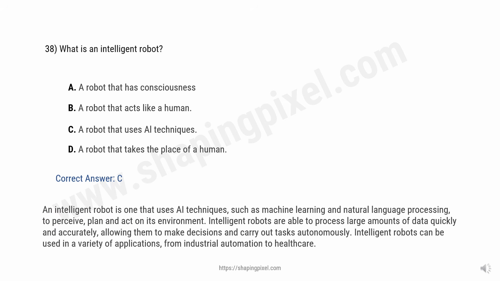An intelligent robot is one that uses AI techniques such as machine learning and natural language processing to perceive, plan, and act on its environment. Intelligent robots are able to process large amounts of data quickly and accurately, allowing them to make decisions and carry out tasks autonomously. Intelligent robots can be used in a variety of applications, from industrial automation to healthcare.